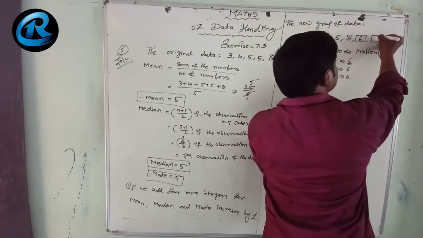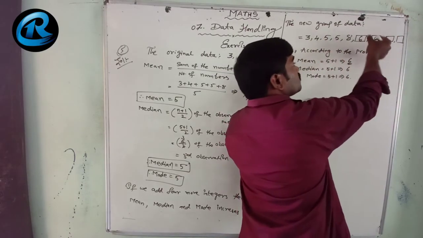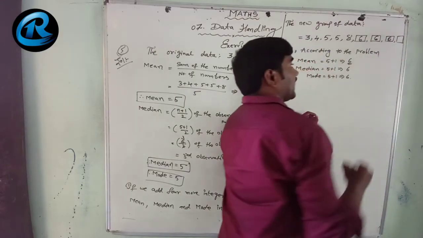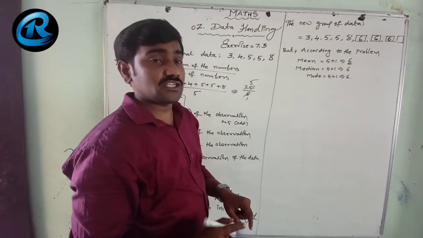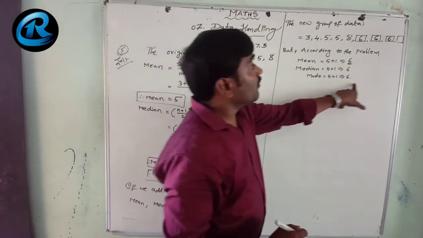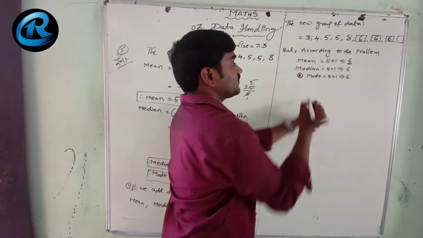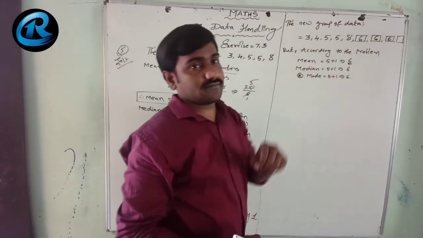That means if 6 repeats 2 times, the mode becomes 5 and 6, because 5 is repeating 2 times and 6 is repeating 2 times. So 6 has to repeat 3 times. Then the mode is 6, and it satisfies the condition. Mode equals 6, which means 6 should repeat 3 times.